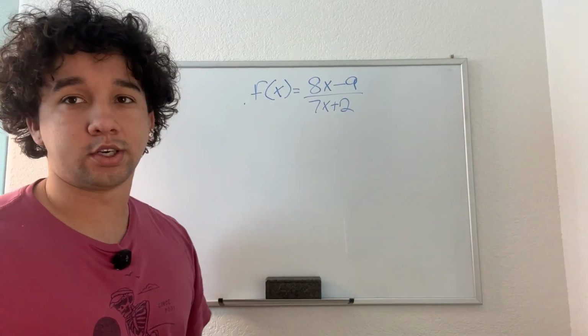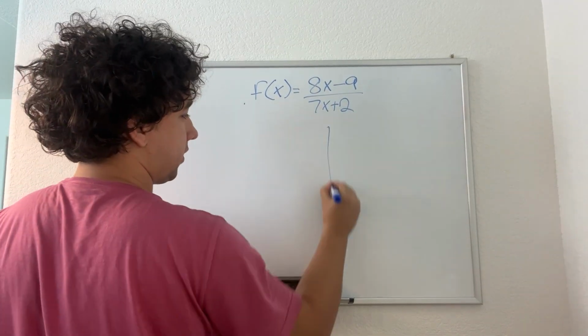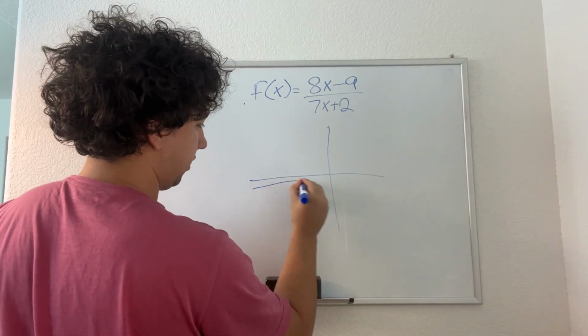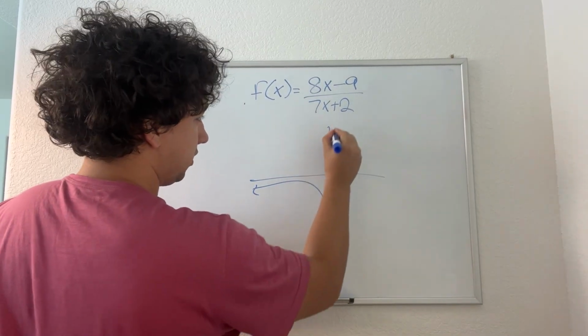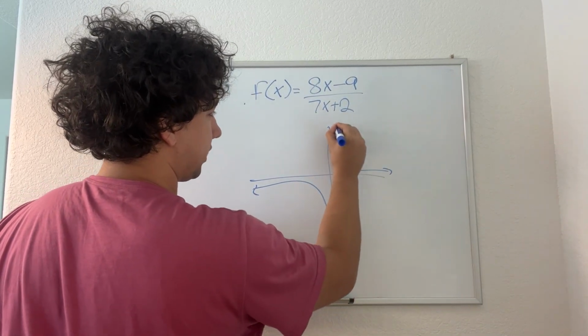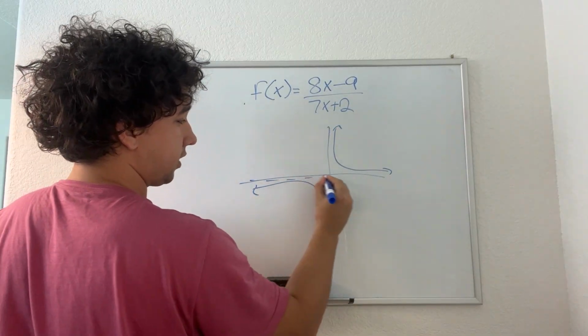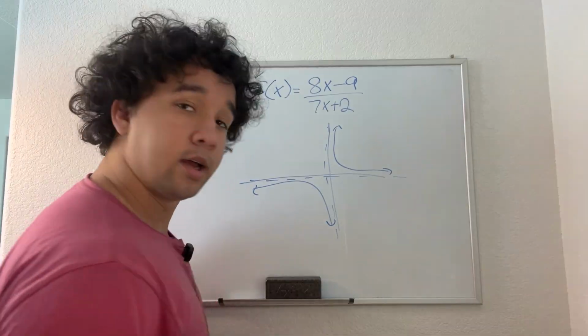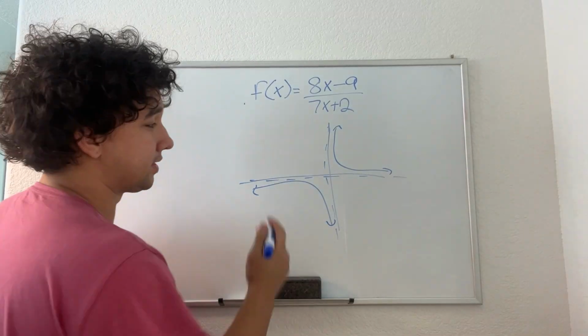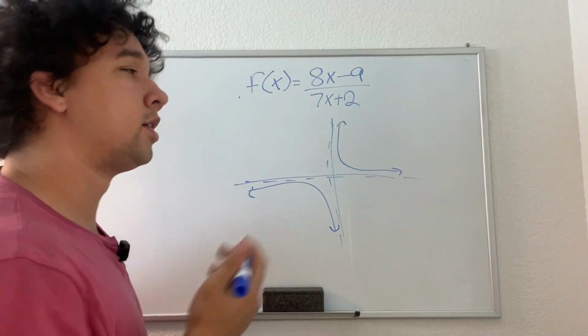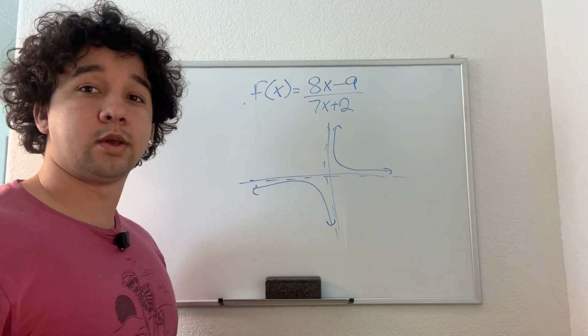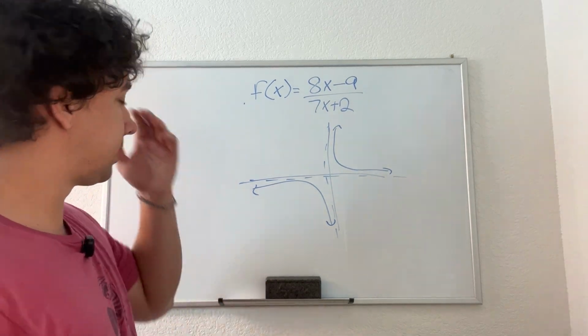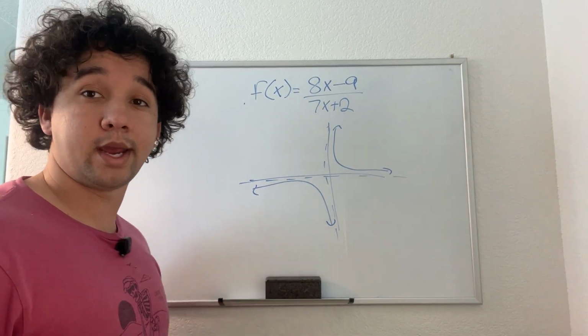This is a rational function, so the parent function looks something like this. Two very important things to note here. We have most likely a horizontal asymptote, and most likely a vertical asymptote. I say most likely because it's not always the case, but that's the majority of the time when you deal with these. The reason these are important is because they are going to be restrictions for your domain and range.